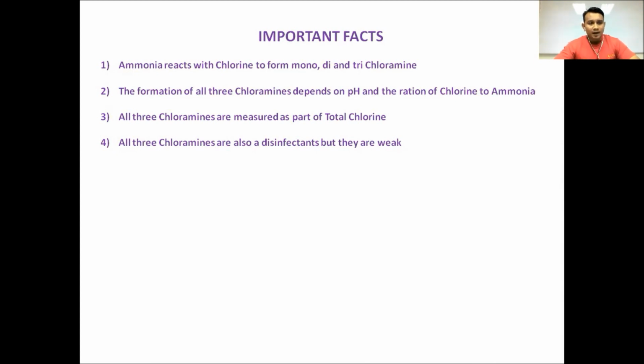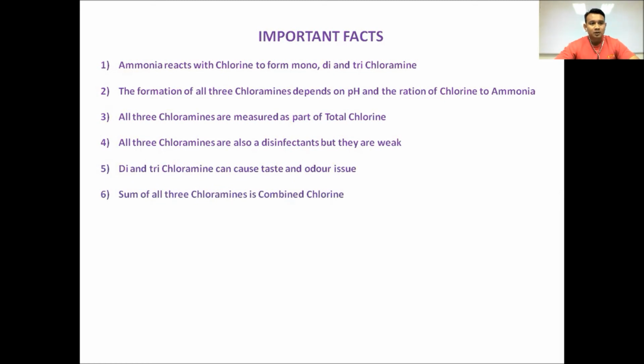Number 5, di and trichloramine, which are produced in zone B and C, will cause taste and odor issues. Number 6, the summation of all three chloramines is combined chlorine. And the last one, free chlorine can be in the form of hypochlorite or hypochlorous acid.